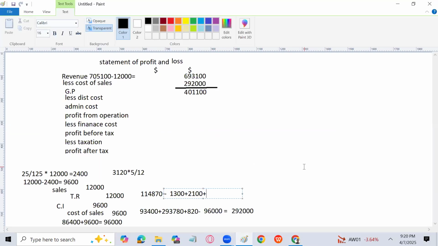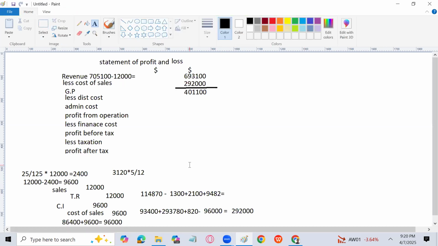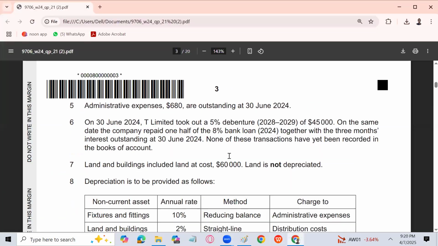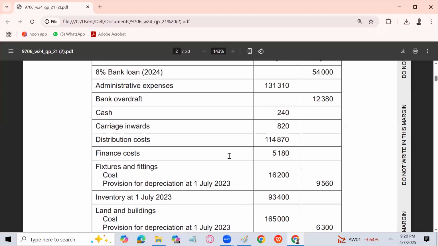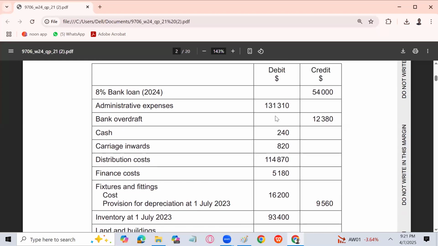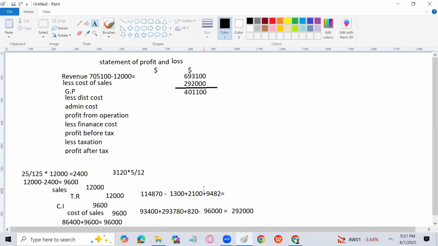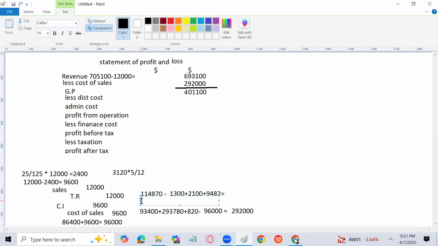So I will add 9,482. So please add this up. You will get the amount of the distribution cost to be written over here. Then we will move toward the admin expenses. But you have to go for the calculation of this piece for me. And if you talk about the admin expenses, the admin expenses given in the question are 131,310. So I will write here 131,310.